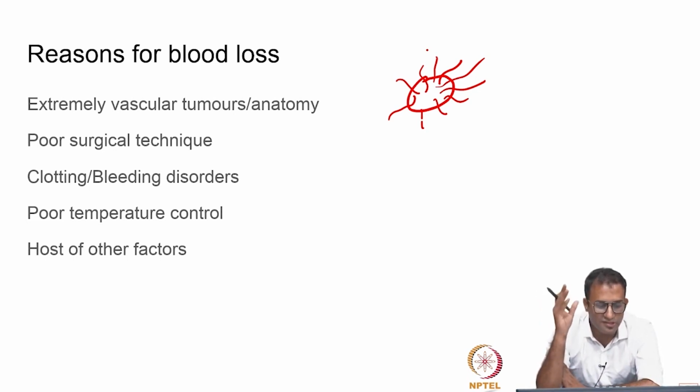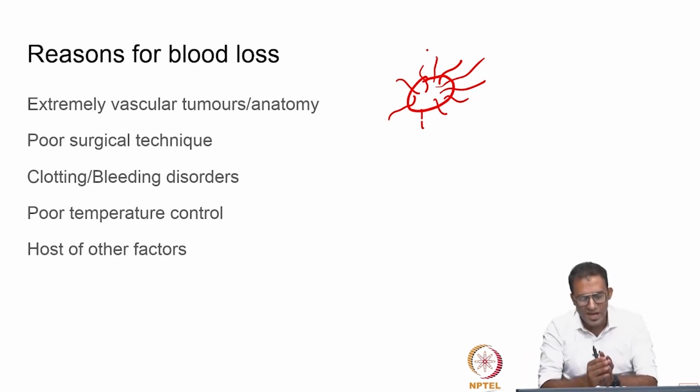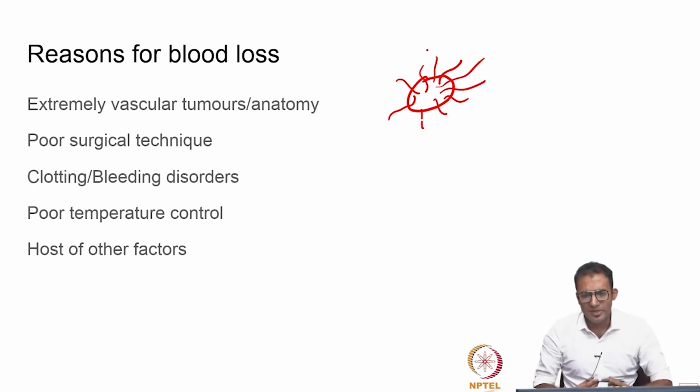So these vascular tumors are extremely prone to blood loss when you are operating on them. The moment you start cutting open, you will see that the entire abdomen or the entire chest is filled with a pool of blood, and that is extremely disheartening. Next is the anatomy. Certain regions generally are prone to bleeding.